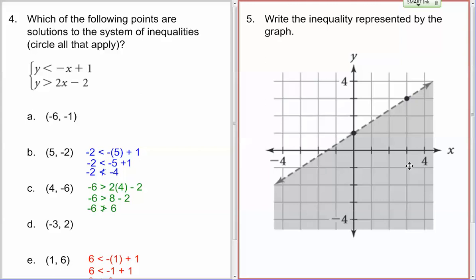Write the inequality represented by this graph. Okay, so we got a dashed line. So we know it's going to be not or equal to. First thing I'm looking at is the slope, I guess, up 2 over 3. And I also have a y-intercept of 1. So here we go. Let me fix something real quick.